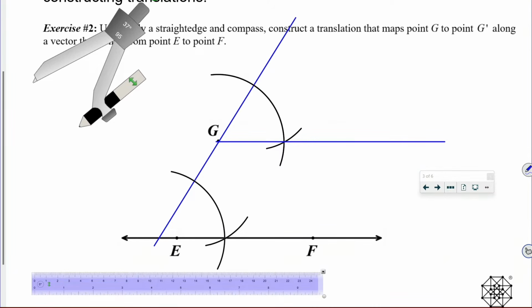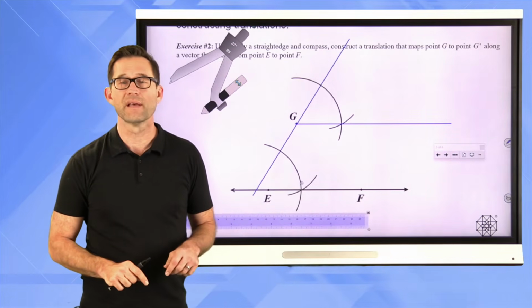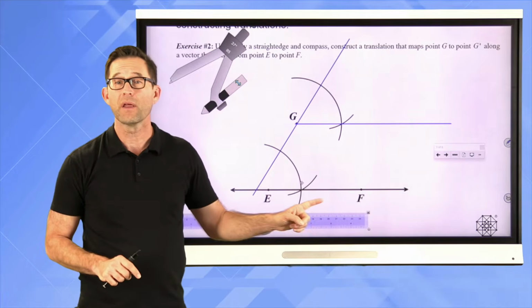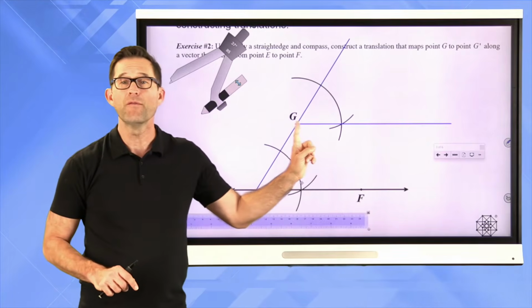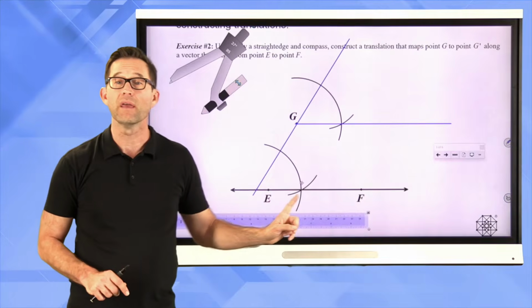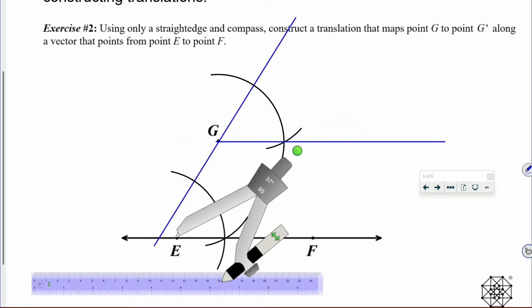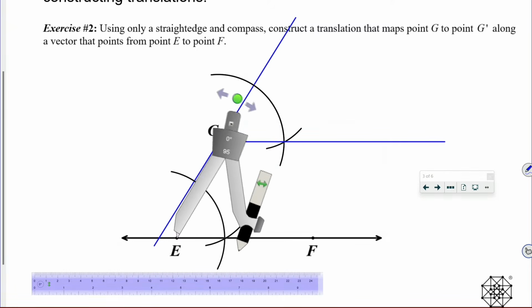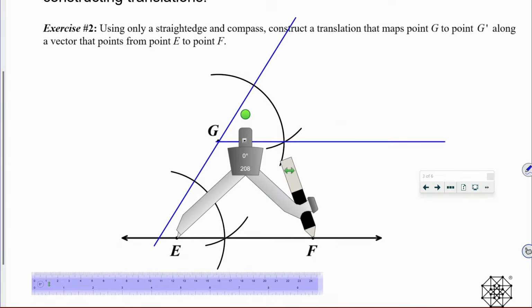Okay, so let's pause just for a minute. All I did here was exactly what we did in the last lesson, where we created a line that was parallel to a given line and passed through a given point. Now what I want to do is move point G along that line exactly the same distance that it would take to move E to point F. The way that I measure that distance, as always, is with my friend, the compass. So I'm going to bring this thing out. I'm going to open it up so that it is the length of segment EF. I'm going to mark that length on my paper.